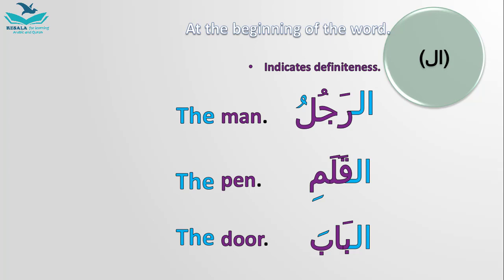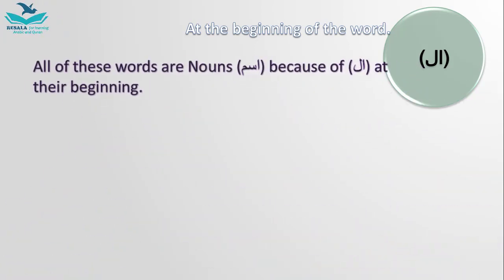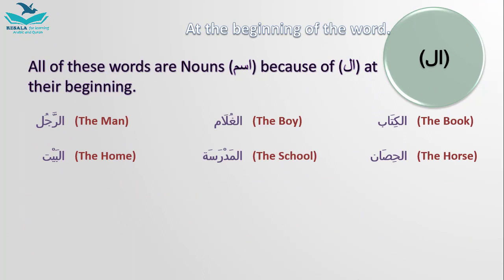Same thing for another example. I think it's clear now to know the difference between the word that has alif wa lam at the beginning and the word that has tanween at the end. And the point that I wanted to be clear in this segment is, if you see alif wa lam at the beginning of any word, you can be pretty sure this is a noun. All of these words are asma because of alif wa lam at their beginning: ar-rajul, al-ghulam, al-kitab, al-bayt, al-madrasa.